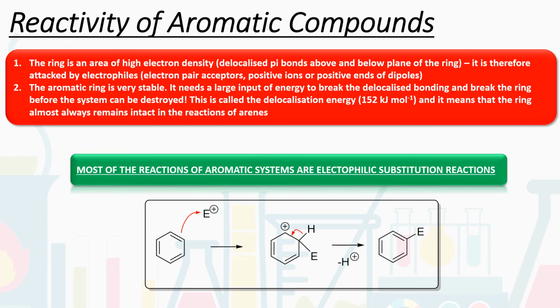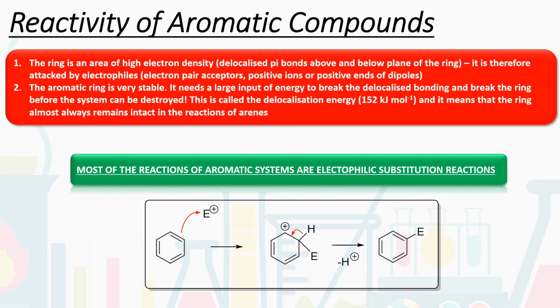Remember that a nucleophile is an electron pair donor, an electrophile is an electron pair acceptor. This tends to be positive ions or positive ends of dipoles, delta positive atoms. And the aromatic ring is very, very stable. It needs a very large input of energy to break that delocalized bonding and break the ring. Remember, we saw that delocalization energy a couple of slides ago, at 152 kilojoules per mole. It's really, really stable, and it means that typically the ring always remains intact in the reactions of arenes.